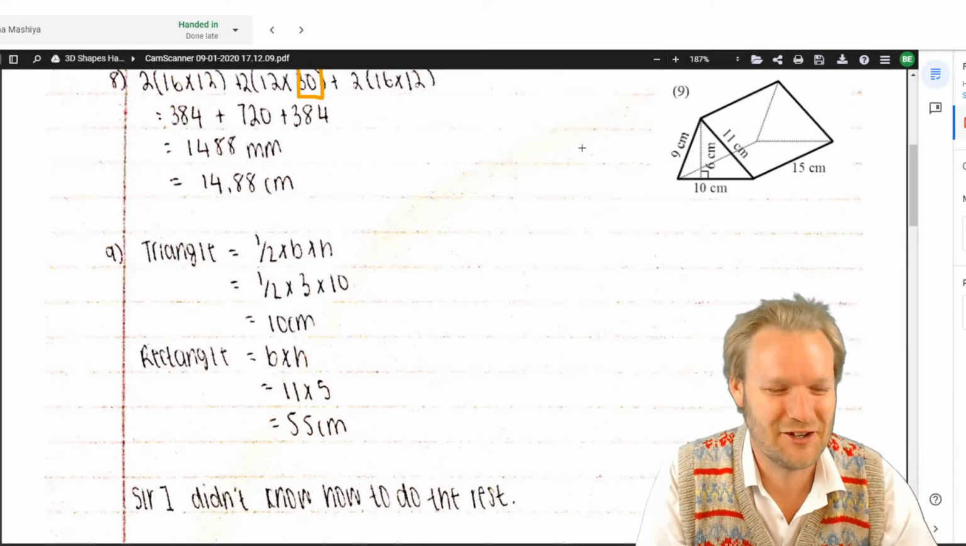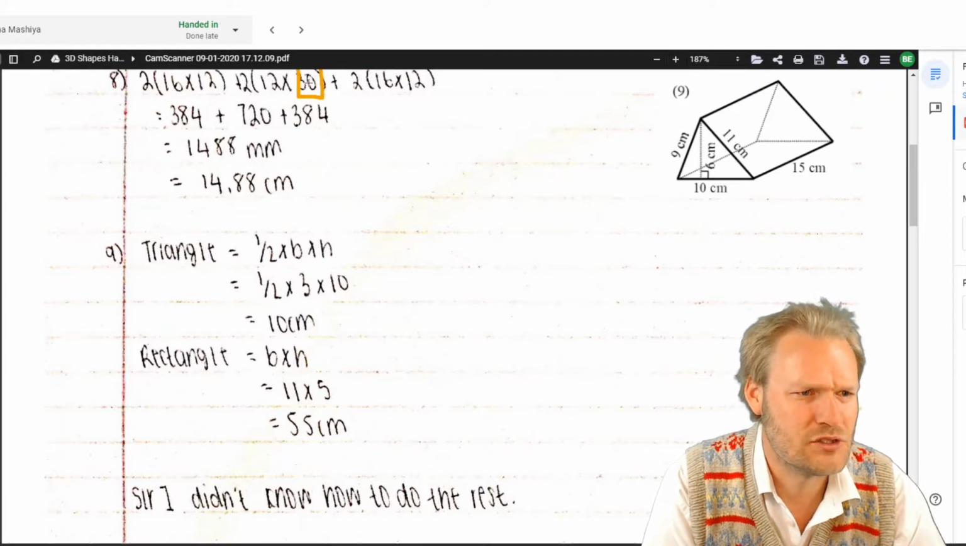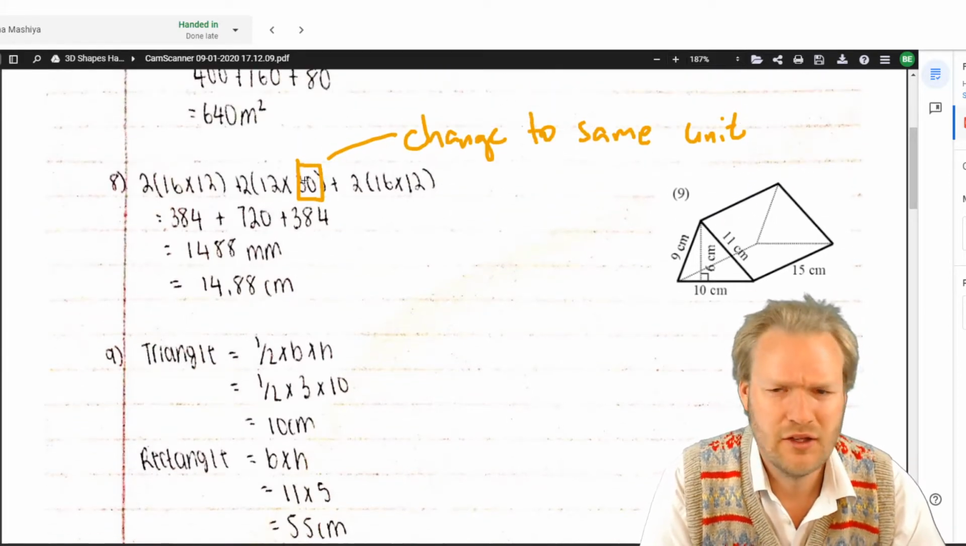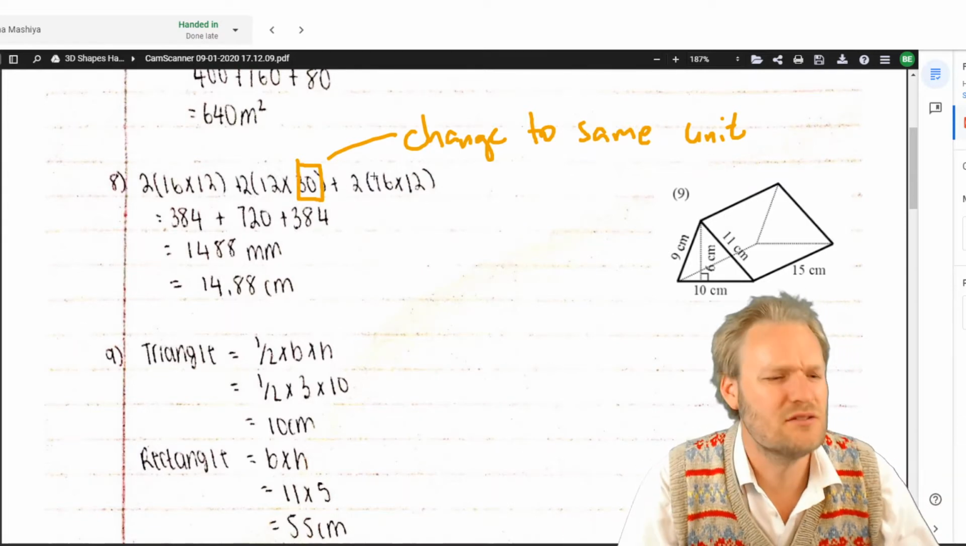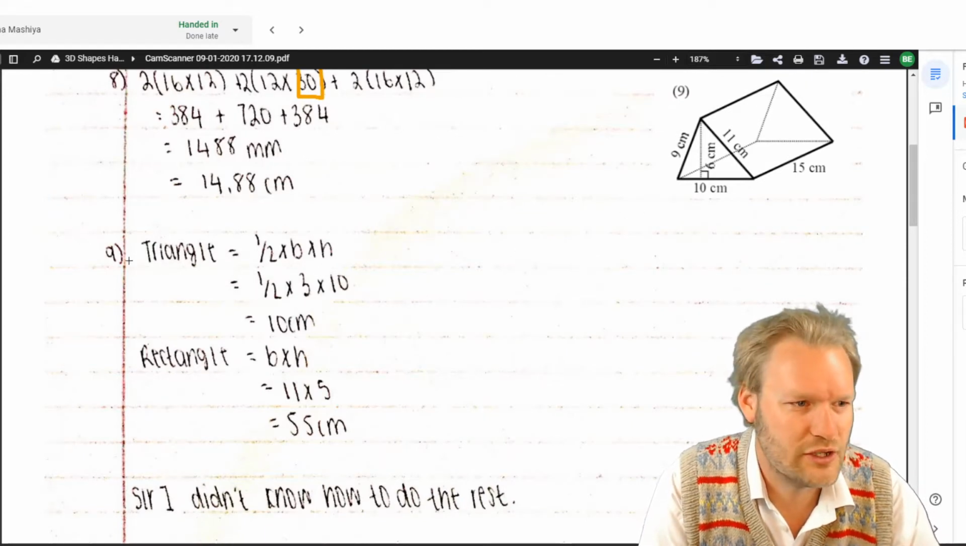So let's have a look here. We're looking at question 9. This was just a small thing about units that you had before. I think it was millimeters, and you need to change it all to centimeters or all to meters or something like that. So let's have a look at this question, what we're trying to do.